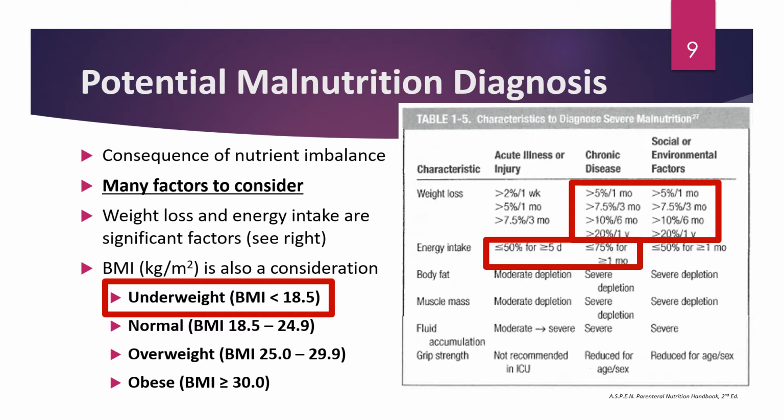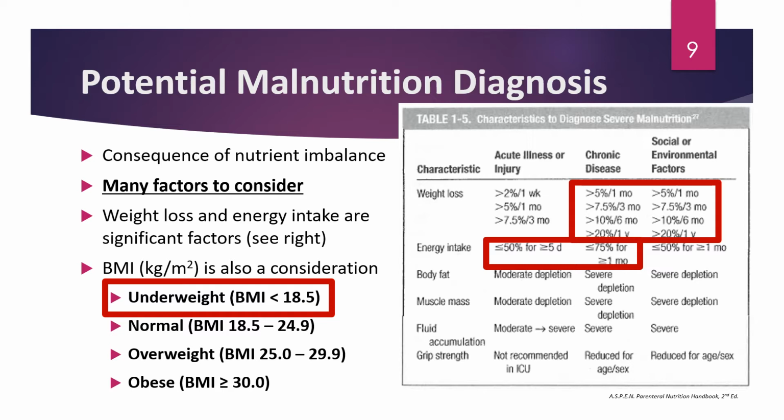So as we mentioned before, weight loss and energy intake are significant factors, and the parameters specific to those factors that are boxed in red are the ones that I really want you to know, because these are going to be indicative of a malnutrition diagnosis. So, for example, if a patient has a recent history of weight loss, for example, greater than 5% over 1 month, 7.5% over 3 months, 10% over 6 months, or 20% in a year, that's very significant.